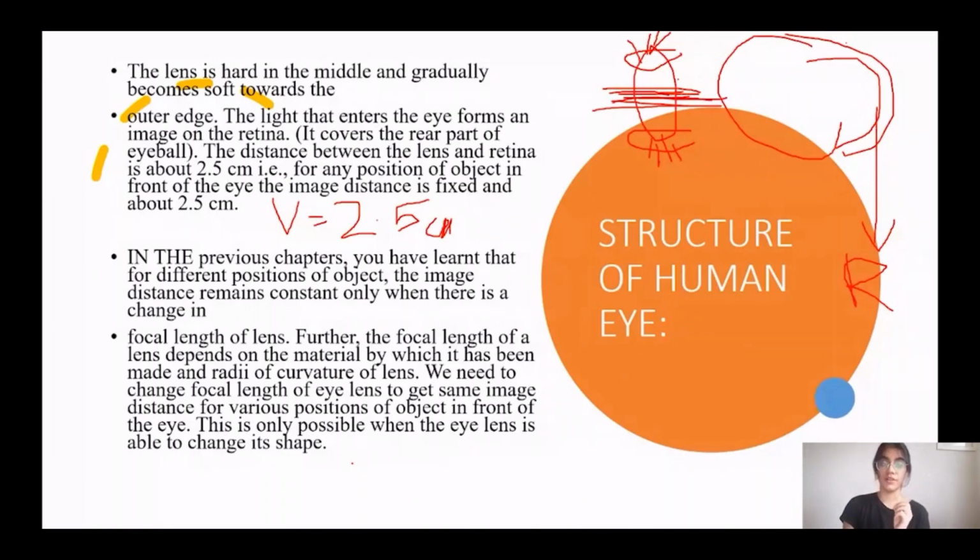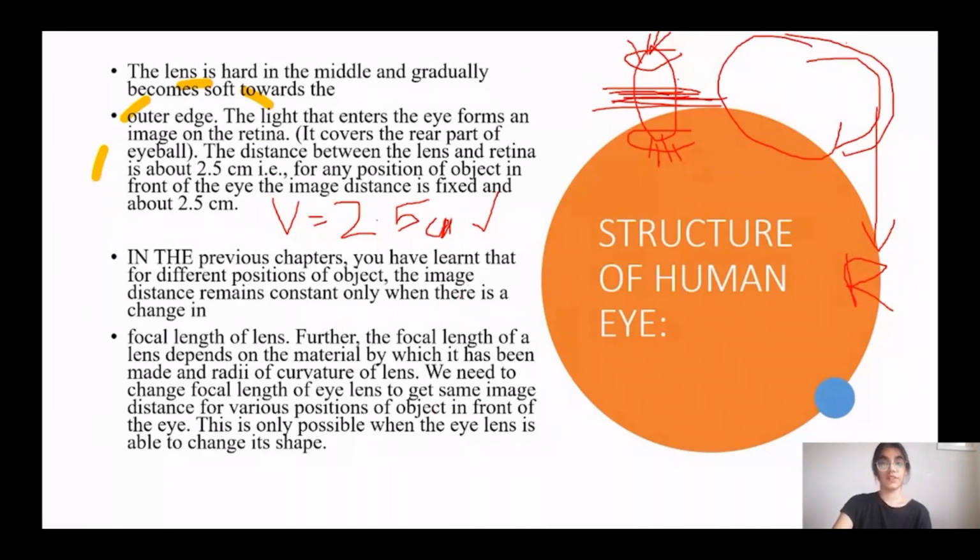But right now, if you have to keep your image distance constant, that is this 2.5 centimeters has to not change, then your focal length has to change. And we know that our human eye lens is capable of changing its radii of curvature because of the ciliary muscles. The shape and size of the human eye lens can change, and hence it can vary in its focal length. Since the focal length can vary, you can keep the image distance constant.